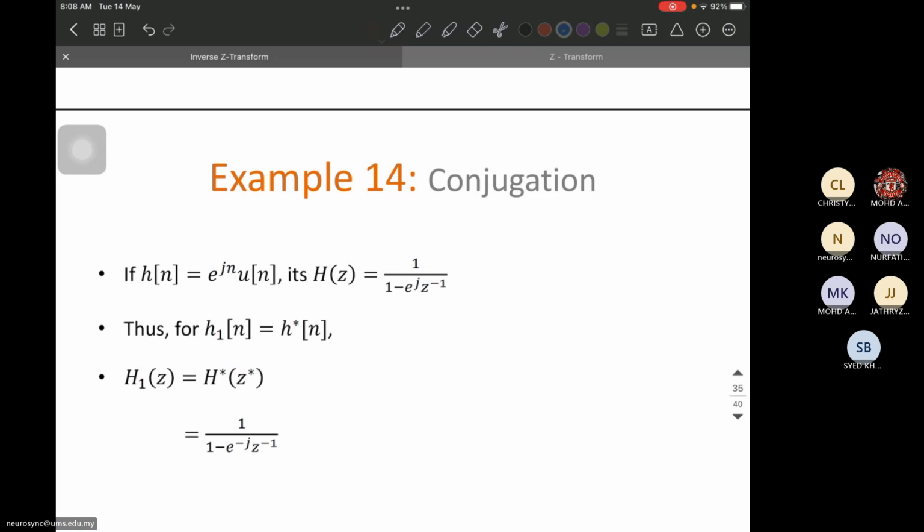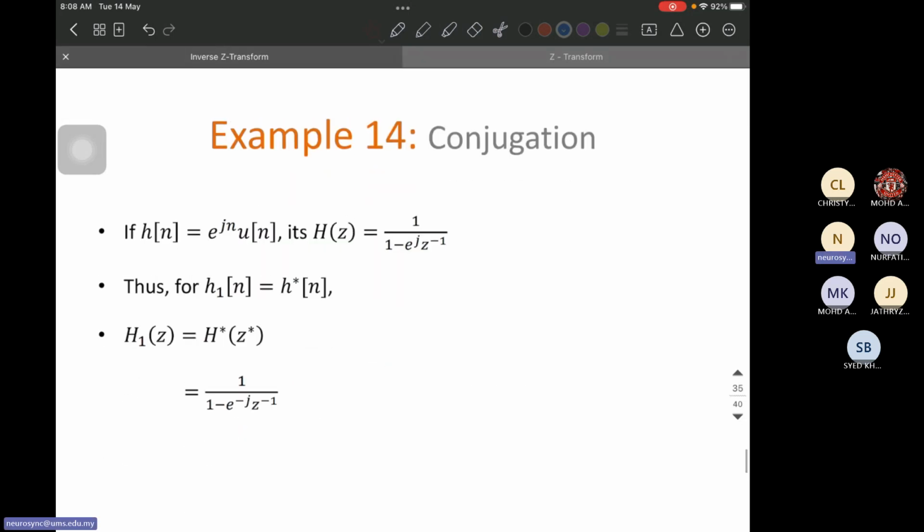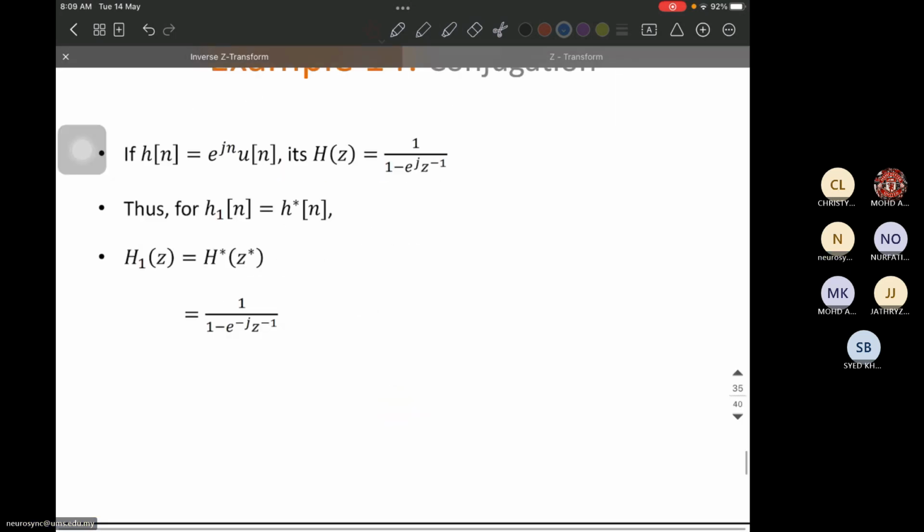Now here we know that r e to the power j theta, its conjugate is r e to the power minus j theta. So here what we will do is minus j, e to the power minus j z inverse. So the answer will be 1 minus e to the power minus j z inverse.